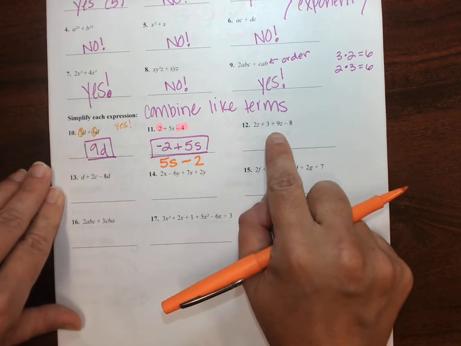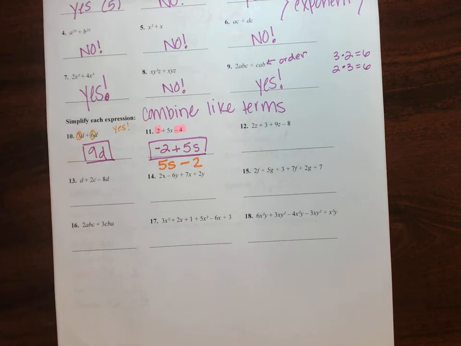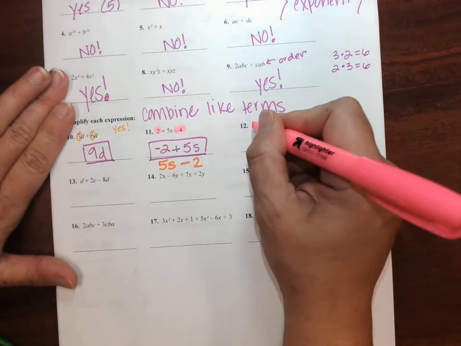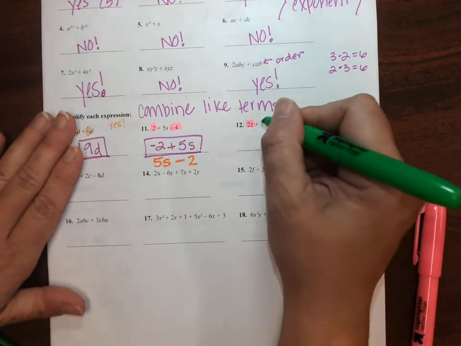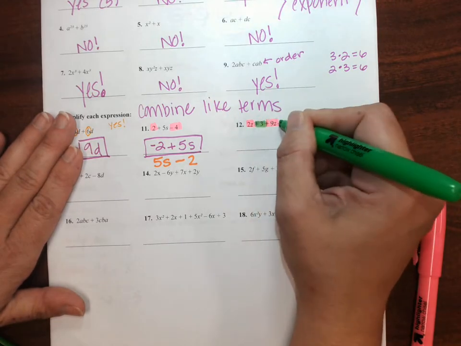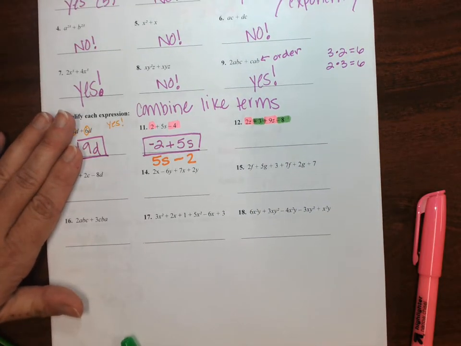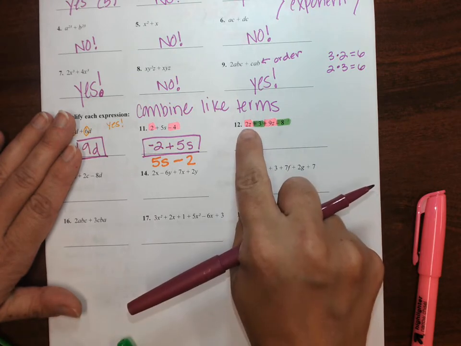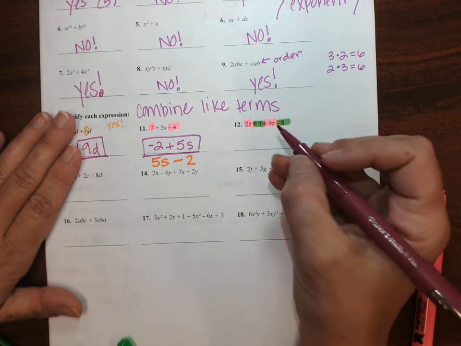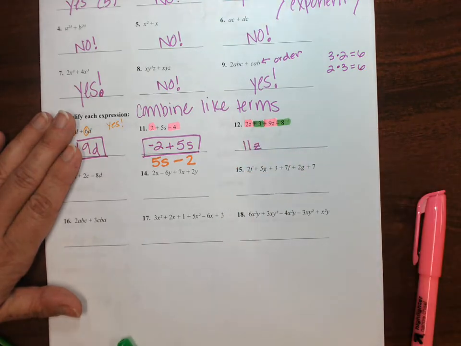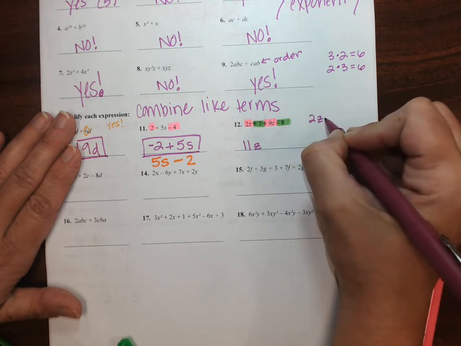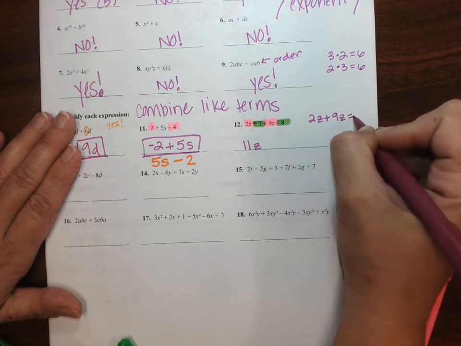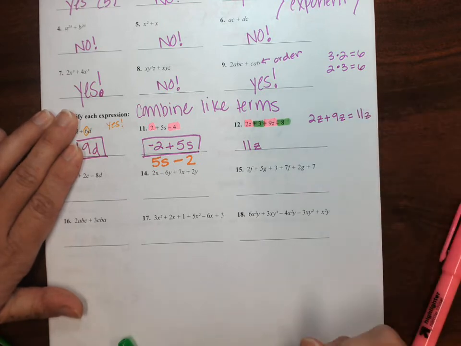2z plus 3 plus 9z minus 8. Let's look at like terms. Like terms, I see same variable, same exponent. I also see some constants I can combine. But we'll focus on the pink first. What is 2z plus 9z? That would be 11z. So I'm going to write over here what I'm doing. 2z plus 9z equals 11z.